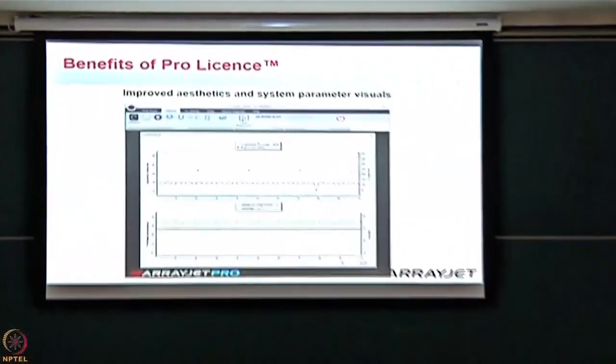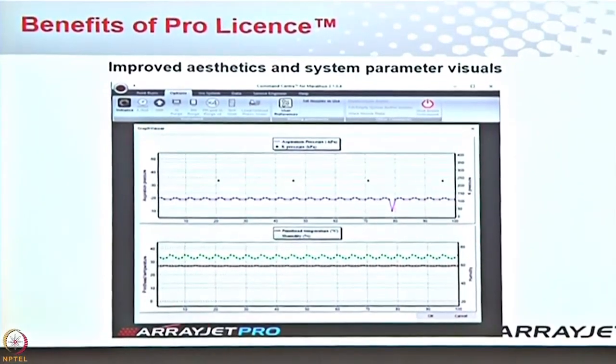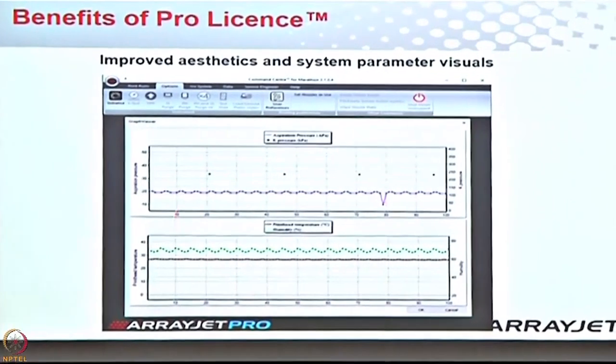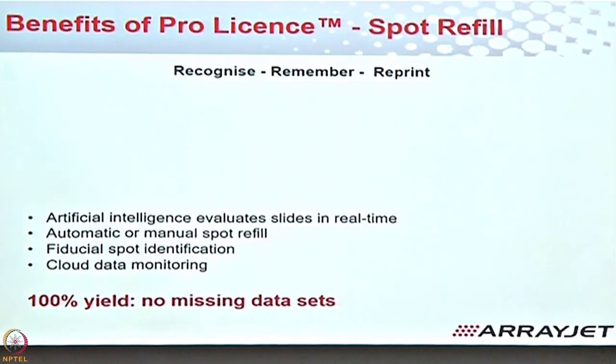This is how the Pro looks. Now, I've shown you the work that I was showing you before. If you've noticed, it was on the Pro. It showed Advanced Pro. In the previous feature that I was showing you, it was Iris Pro. That's the software where all the camera and reprinting happens. So it's actually a part of artificial intelligence software which evaluates your slides in real time. It's automatic or manual spot refill, and it provides 100% yield, no missing data sets. So there is no need to repeat your experiments for a whole month.